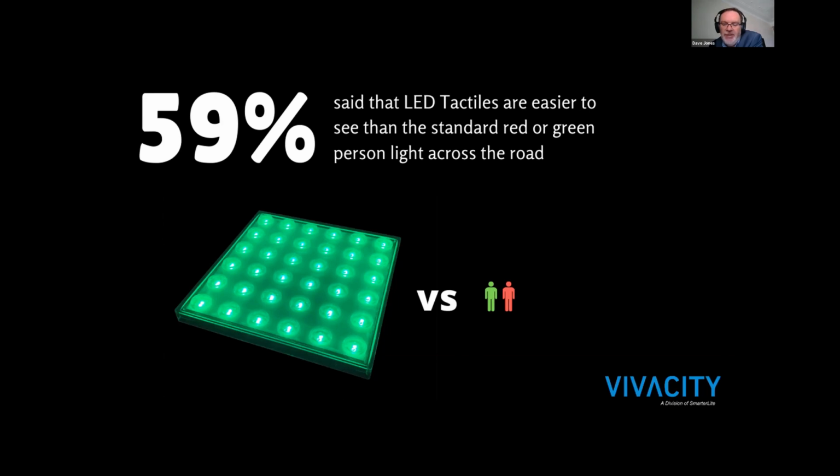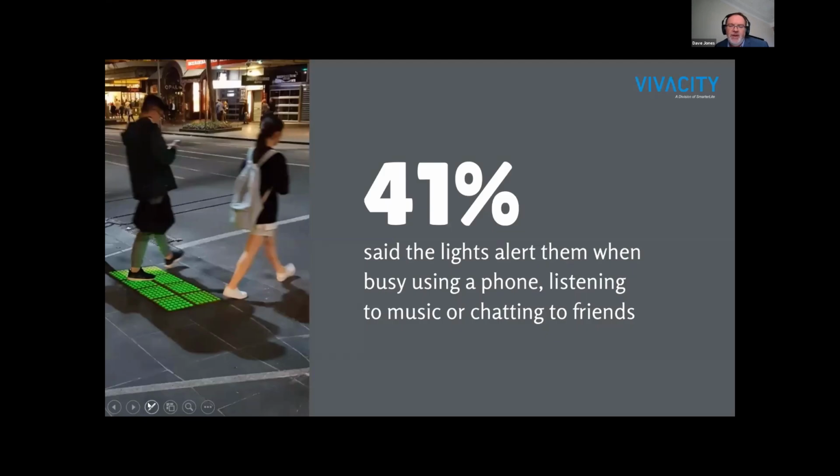It doesn't rely on people to look through the traffic across, in some cases, very wide rows to see a very small symbol. Given what we know about people and the differences in abilities in cognitive thinking, we think this is an important response from our survey question. And 41% of people said the lights alert them when busy using a phone or listening to music or chatting to friends. And in road safety circles, we often call this distraction, distracted from the task of being a pedestrian or walking or focused on driving.